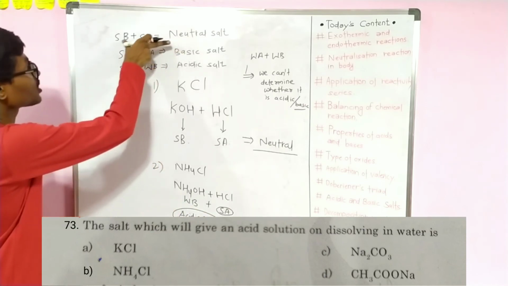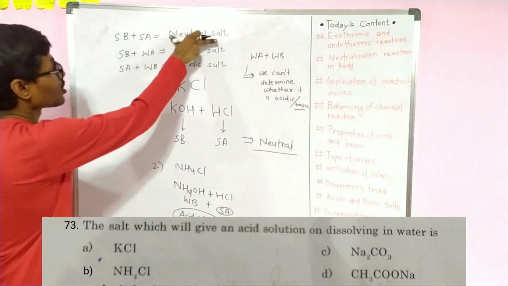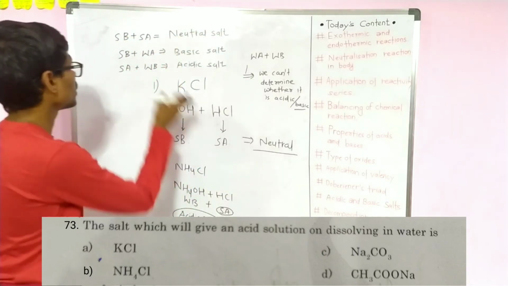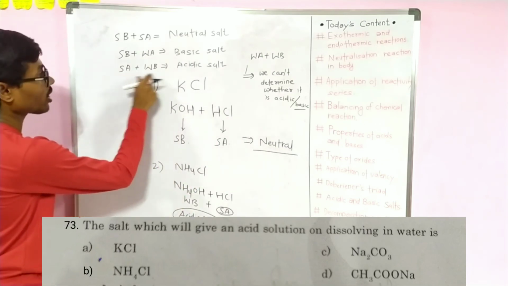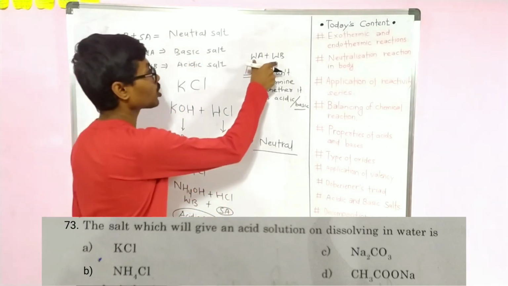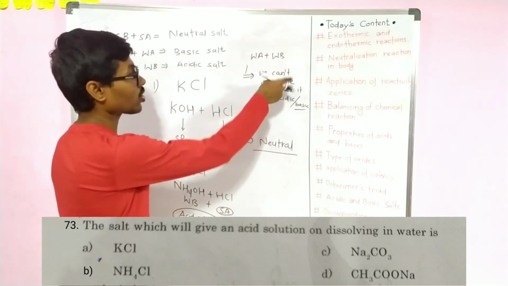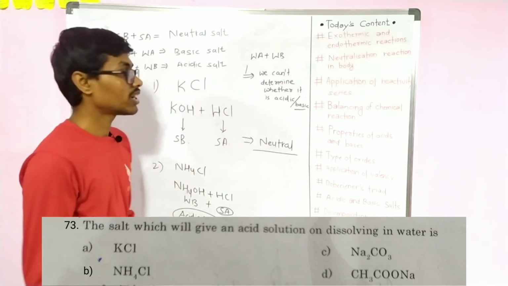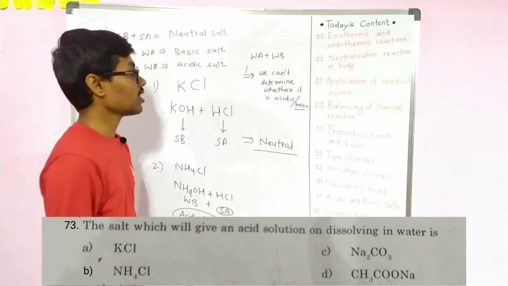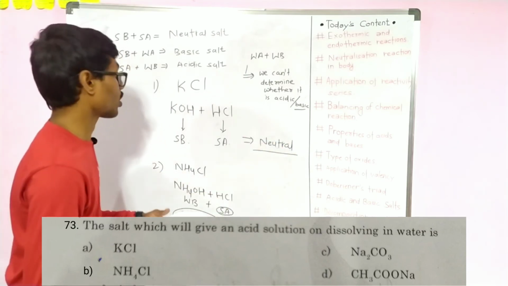When both are strong, none of them dominate. When base is strong, base will dominate. When acid is strong, acid will dominate. But when both of them are weak, then we cannot determine which dominates. It is given practically. We determine them in the laboratory and then we determine acidic or basic.